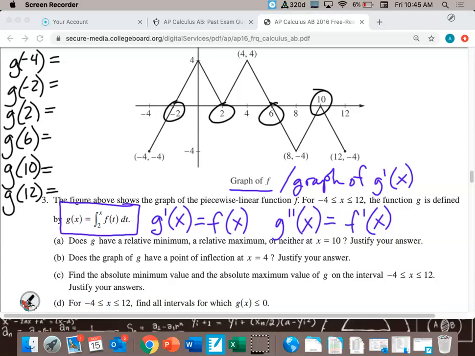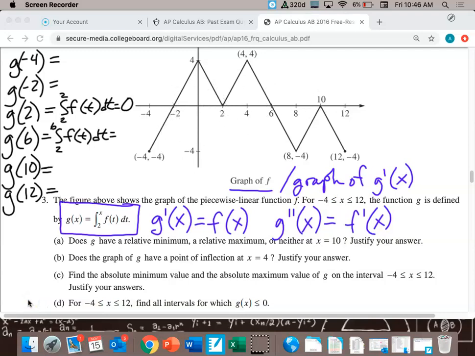So if we plug in a 2, we get the integral from 2 to 2 of f of t dt. What's the integral from 2 to 2? 0. We all got that one, right? Plug in a 6 into your g function. This is the integral from 2 to 6. That's the area under our f curve from 2 to 6. 1/2 times 4 times 4. This guy has an area of 8. So that guy's 8.